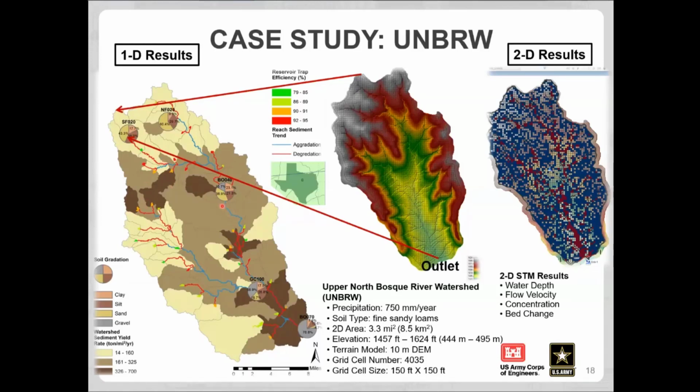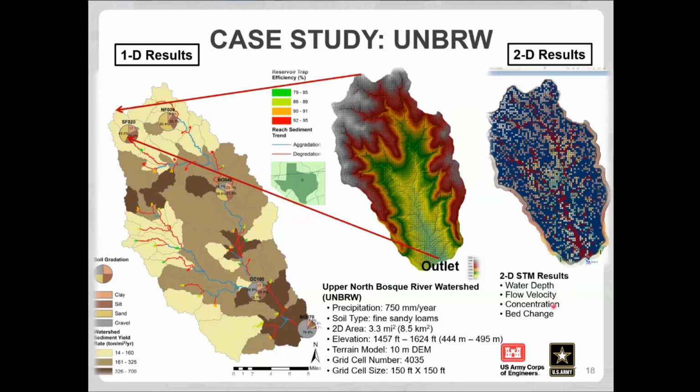But sometimes it's not enough. I want to see more detailed information within one sub-basin. That's why I picked SF20 this time. This area is small, 3.3 square miles, with an elevation difference of about 170 feet. I used the 10-meter DEM this time, and the whole grid size is 4035 cells with 150 by 150 grid size. And this is one of the outputs. This is accumulated bed change, but we can provide water depth, flow velocity, and sediment concentration also.